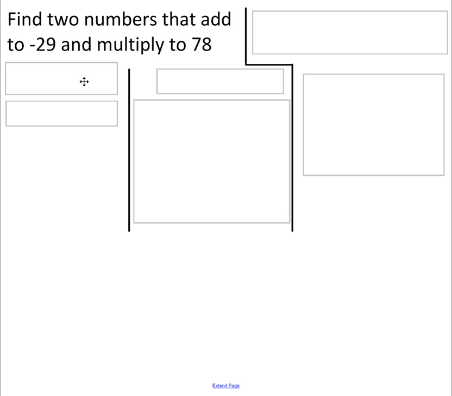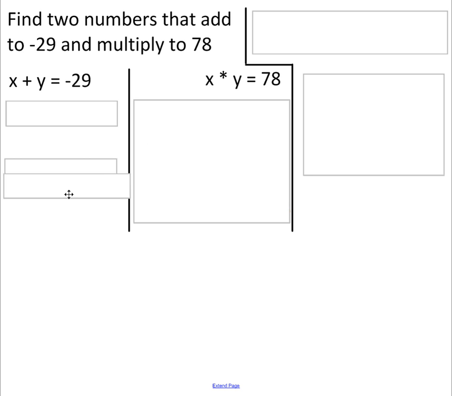So the first thing says two numbers that add to negative 29. So I'm going to use the variables x and y, because they're just variables I'm comfortable with using, and say that when you add them together, it equals negative 29. On the same line of thought, I'm going to say that x times y equals a positive 78.